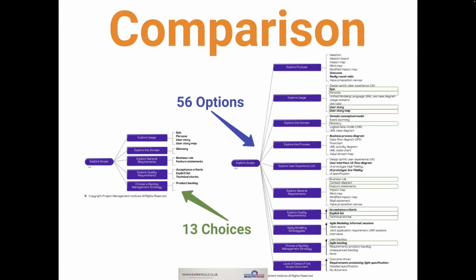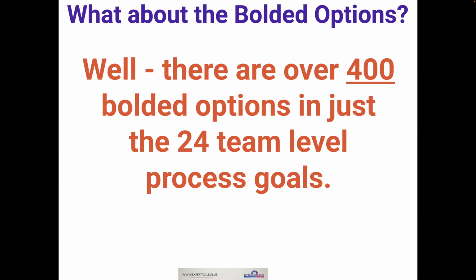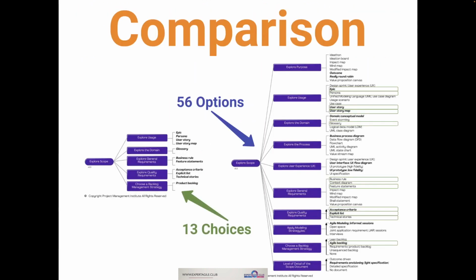So if you do have some experience with DA, there's going to be a question, what about all the bolded options? Well, let me go back for a second. So on the right, the out-of-the-box, non-tailored version of this process goal, some of those options are bolded, like outcome and round robin and epic and user story and so forth. Well, those are part of the guidance in DA for relatively small teams with relatively straightforward context, that those are really good choices to make.